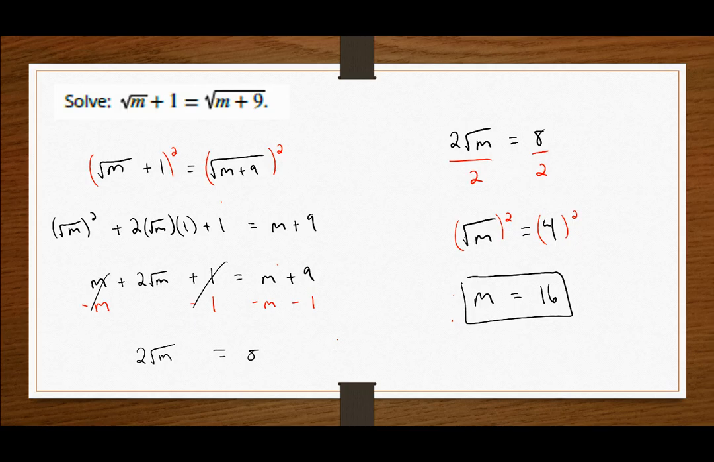gives me a true statement back in the original problem. The square root of 16 would be 4. So my left-hand side of the equation reduces to 4 plus 1, or 5. On the right-hand side, we get 16 plus 9 under the radical. The square root of 25 is 5. So sure enough, we get some kind of true statement confirming that this is a solution.